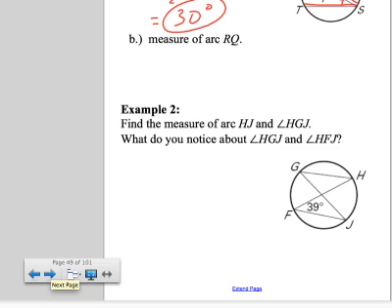Part B says find the measure of arc RQ. So here's arc RQ. Let me go ahead and erase this diagram just a little bit so we can clean it up and see what we're looking at here.